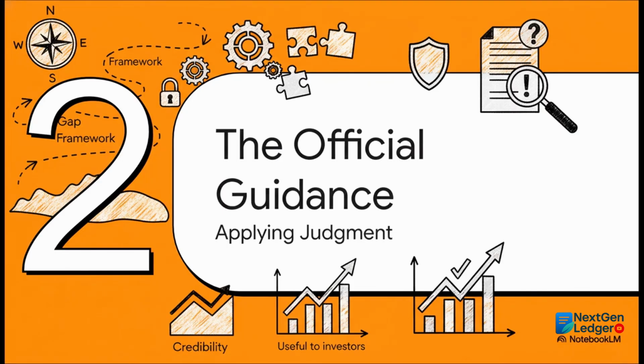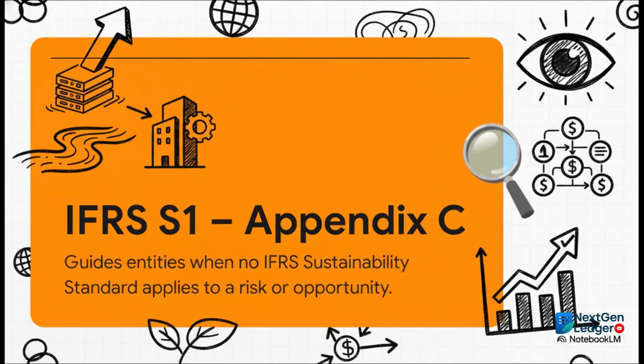All right, let's dive into Section 2, the official guidance. This is all about how to apply this judgment correctly. See, Appendix C provides a really clear framework so that your disclosures are still credible and useful, even when you're kind of flying without a specific map. Its whole purpose, its entire reason for being, is to guide companies in these specific situations. It's all about making sure the information you provide is still high quality and meets the needs of investors.